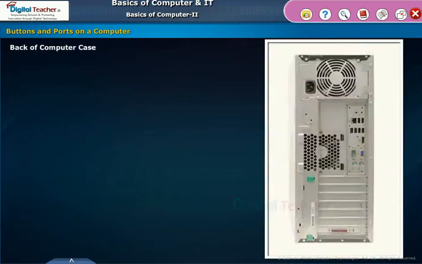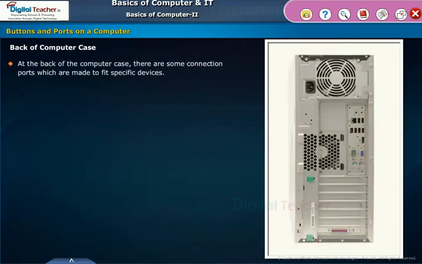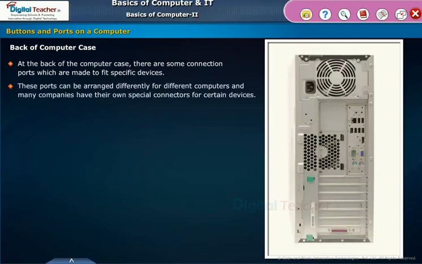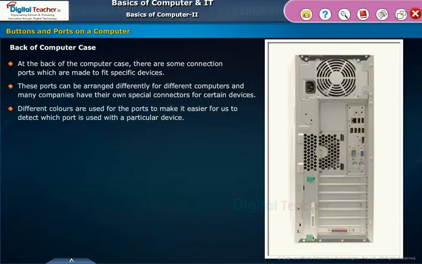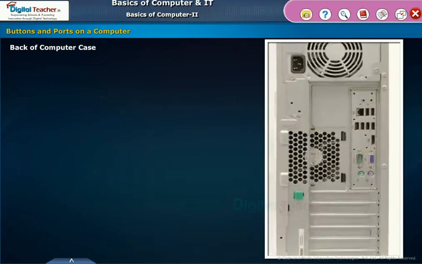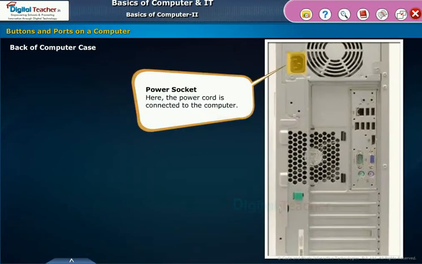Back of computer case. At the back of the computer case, there are some connection ports which are made to fit specific devices. These ports can be arranged differently for different computers, and many companies have their own special connectors for certain devices. Different colors are used for the ports to make it easier for us to detect which port is used with a particular device. Power socket. Here the power cord is connected to the computer.